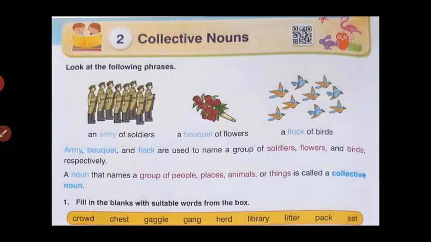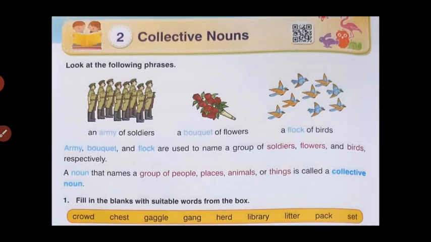In the first class, you learnt about nouns and two types of nouns, proper and common noun. Today, we will learn about a new type of noun called collective nouns. As the name tells us, collective means collection. When you have many things together in a group, we have a noun for each of these things. These are called collective nouns.